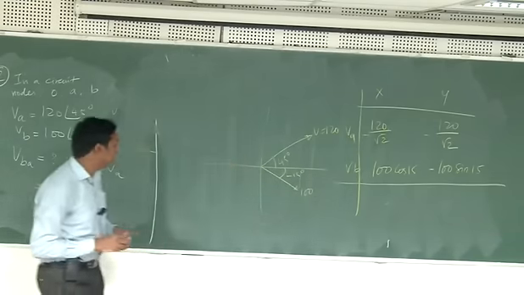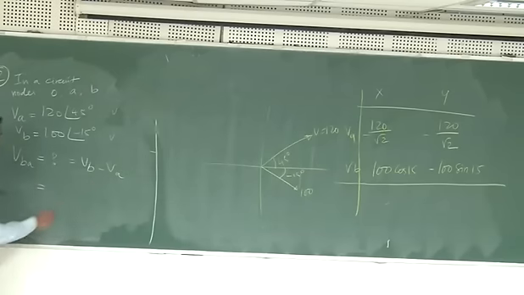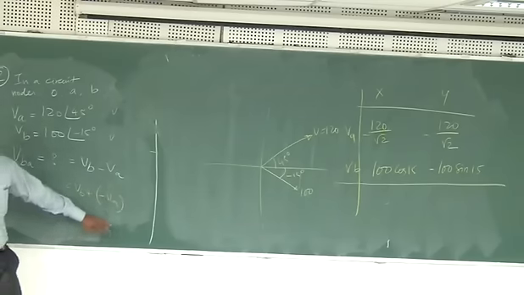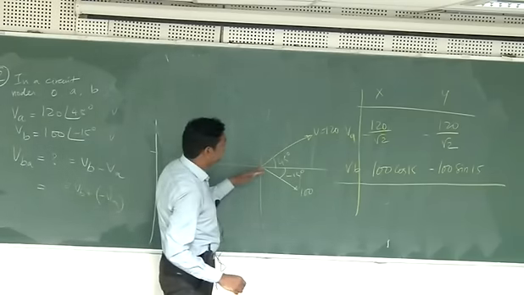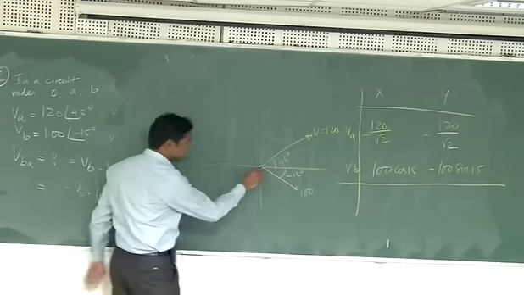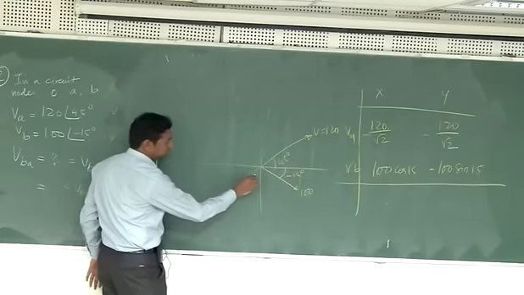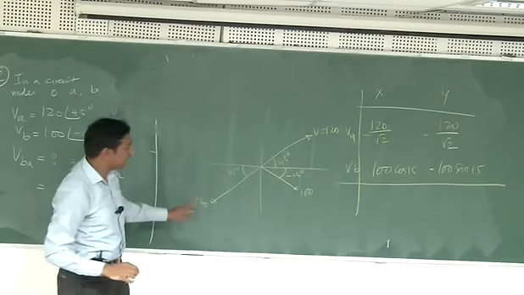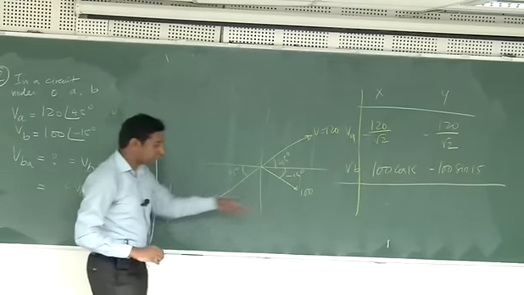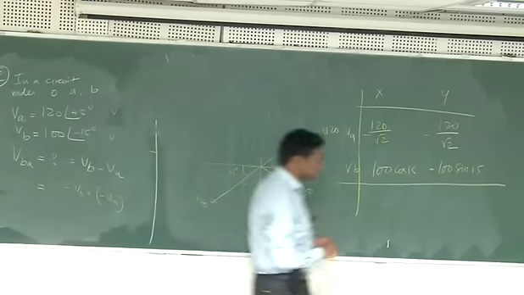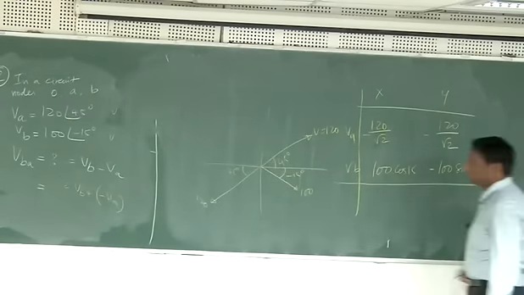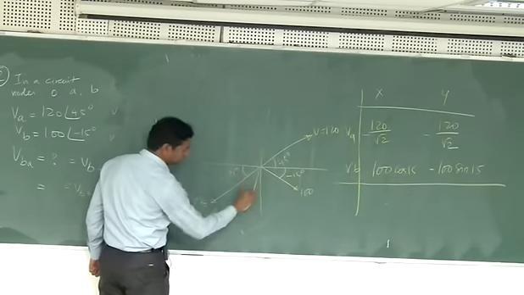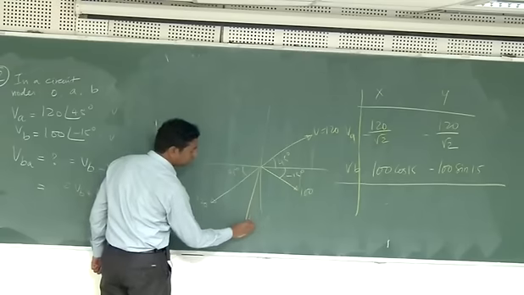There is one other way. If I want to do VB minus VA, I can also do VB plus minus VA. So what is minus VA? You take this VA which is 120 at 45 degrees like this. So just take the opposite of that. So this is again 45 degrees and then this is 120. So then you add these two vectors. So how do you add two vectors? If I add this and this, then it will be something like a parallelogram kind of thing. So something like this. So this is your VBA.